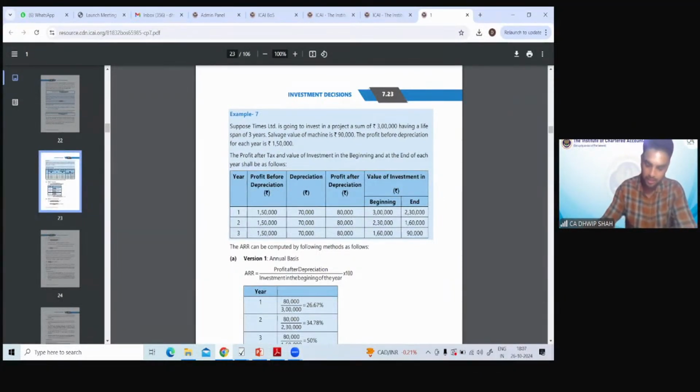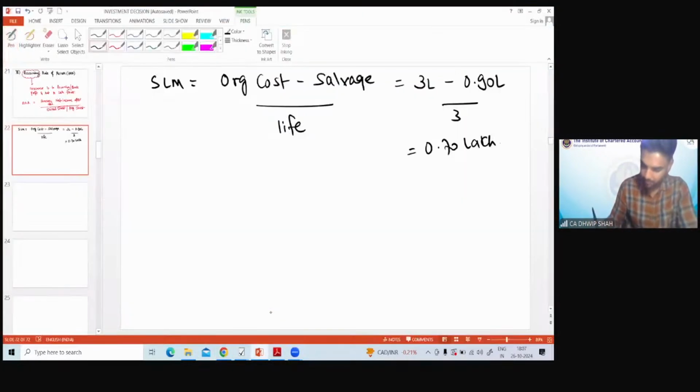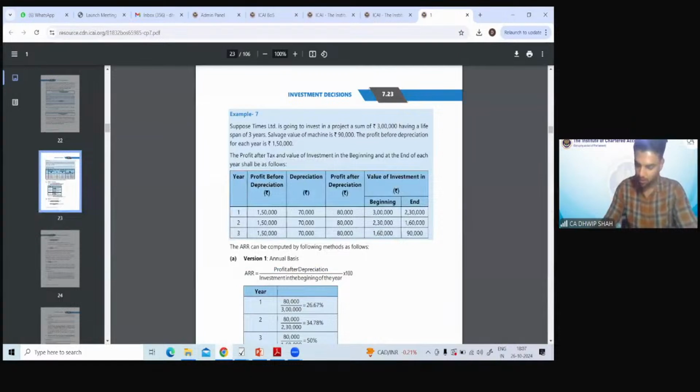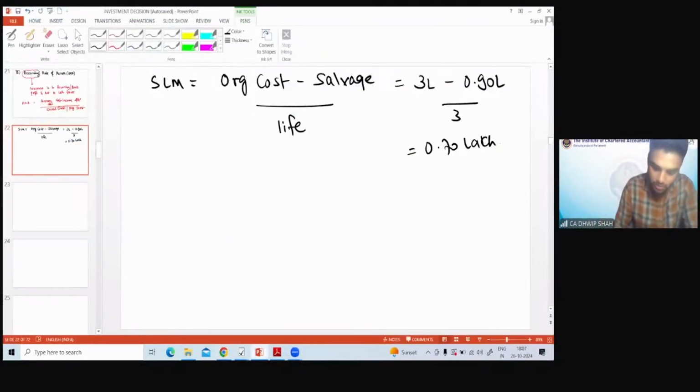So let's calculate ARR. Now, as per our ICAI syllabus, there are 3 methods or 3 different ways to calculate ARR, and all the methods will give different results, and you are free to choose any of these methods. So first method of ARR is calculating accounting rate of return for each year separately and then taking the average. So method 1.